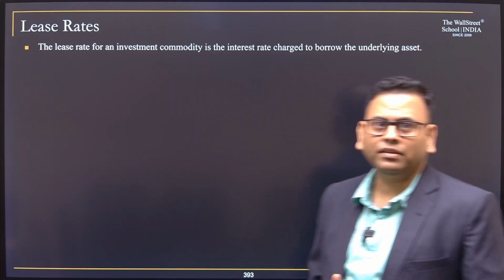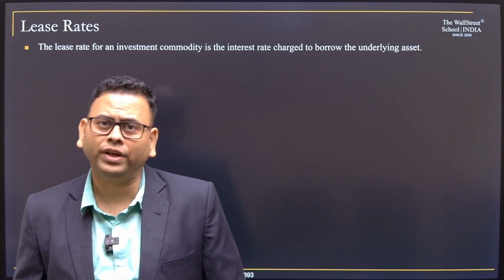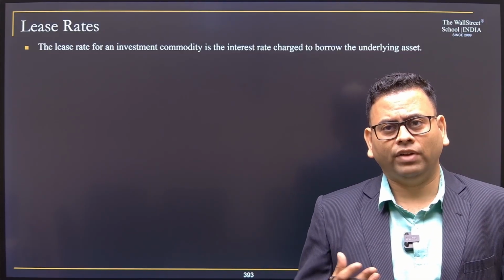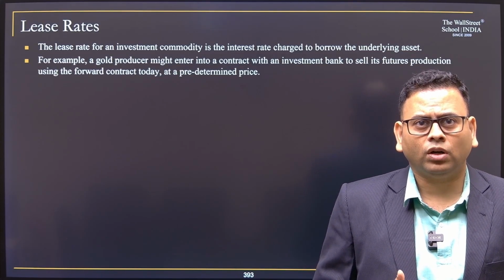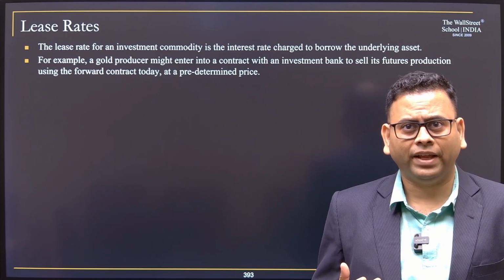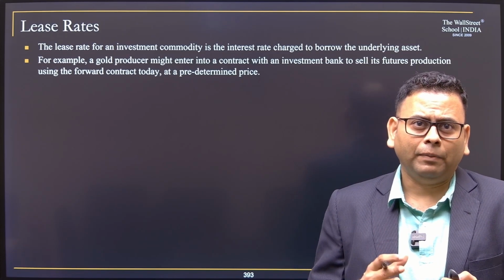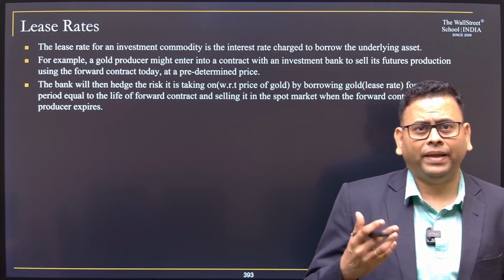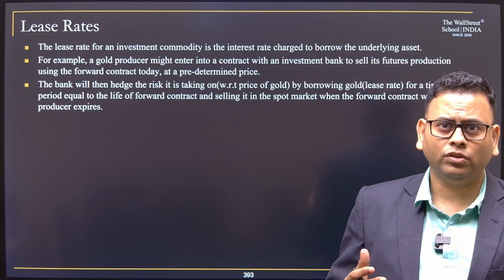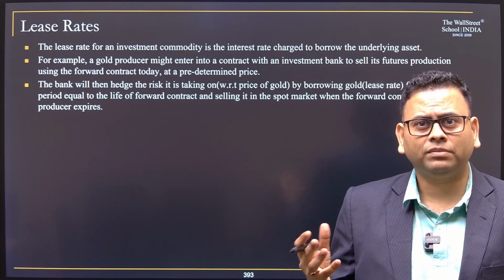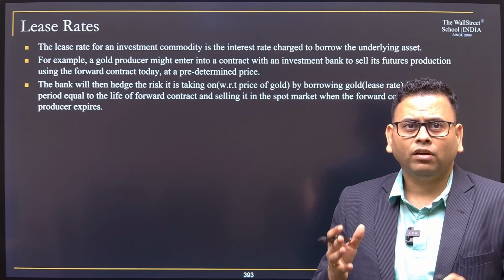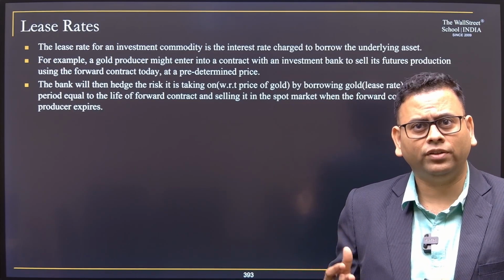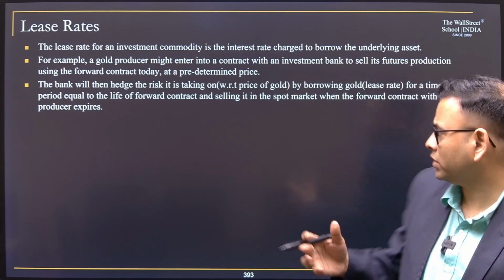Now lease rates. The lease rate for an investment commodity is the interest rate charged to borrow the underlying asset, and this is generally done when you are dealing with investment banks. So a gold producer might enter into a contract with an investment bank to sell its future production using a forward contract as of today at a given price, the way a forward contract works. And the bank will then hedge its risk by borrowing gold at a lease rate for the time which is equal to the forward term, and selling the gold in the spot market for a certain time period.